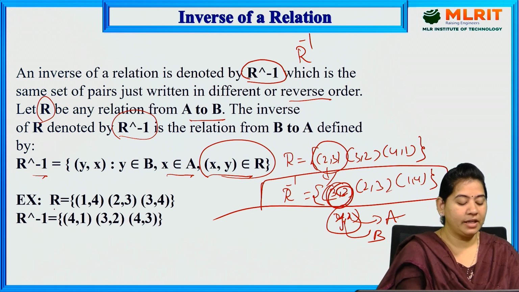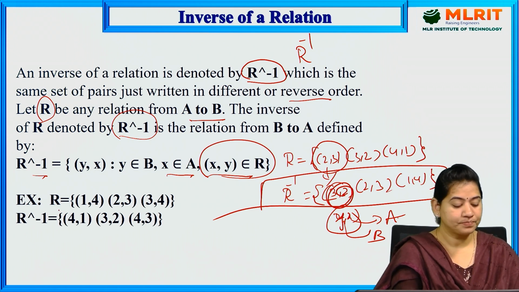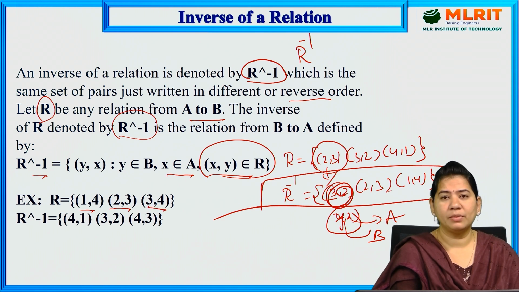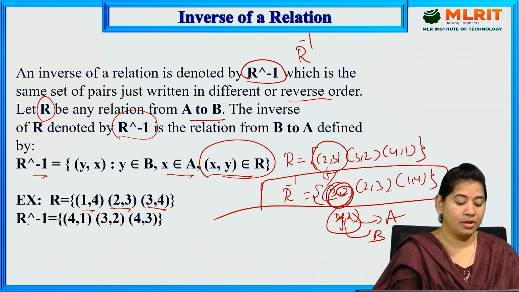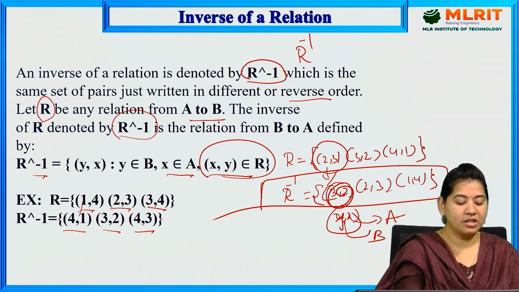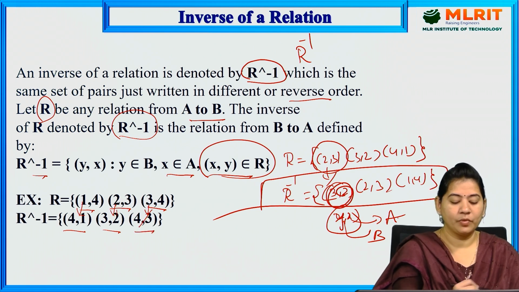Now let us see one more example we have here. R is equal to 1,4; 2,3; 3,4. Now R inverse is equal to 4,1; 3,2; 4,3. Means we are just interchanging the values in the ordered pair.